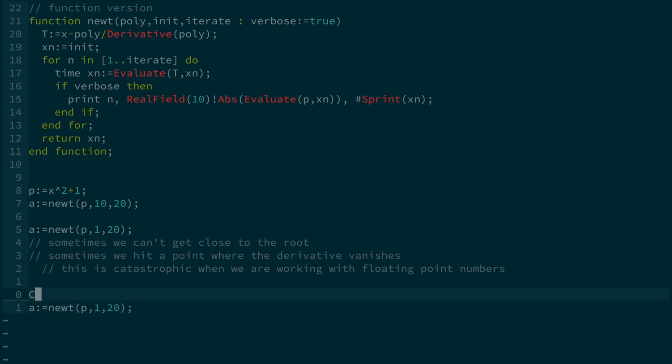So let's maybe say, let's take the complex field with 30 digits. I don't want to fill the screen. And I think 10 steps should be enough.